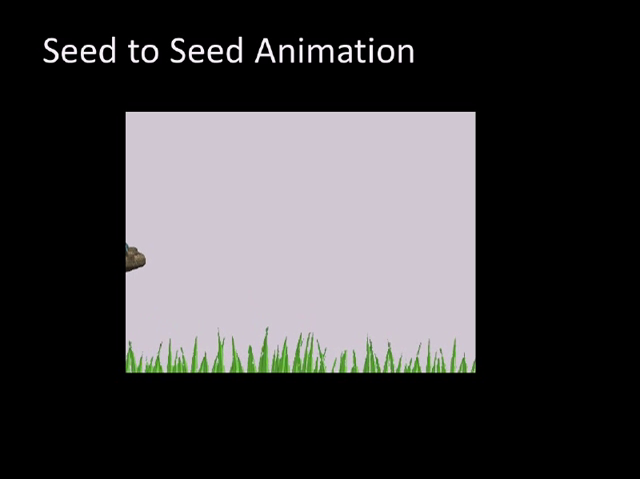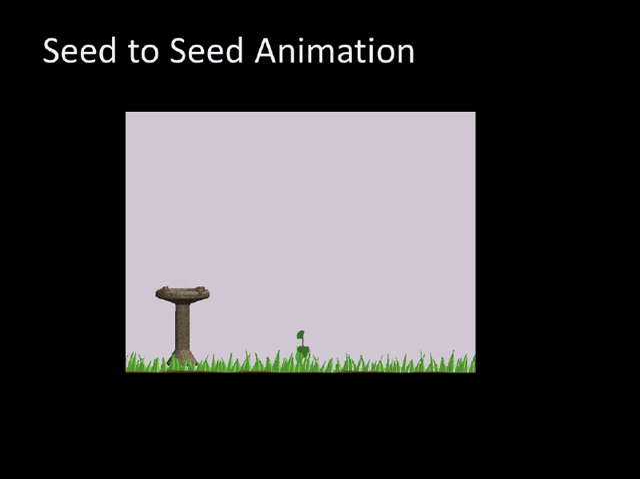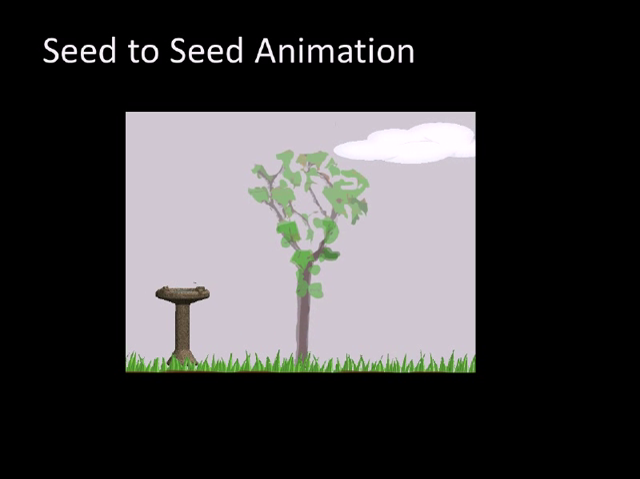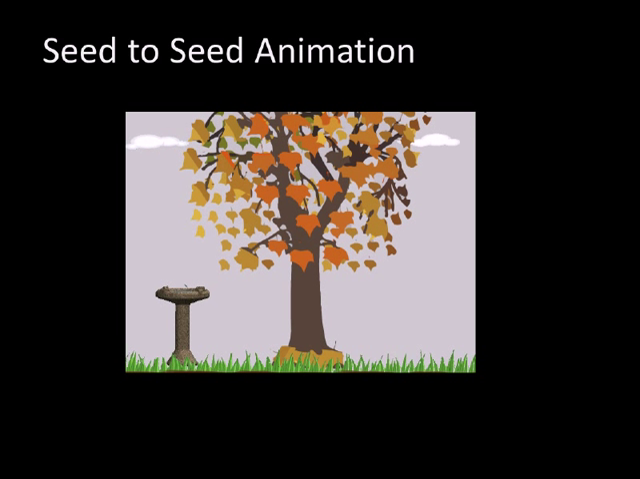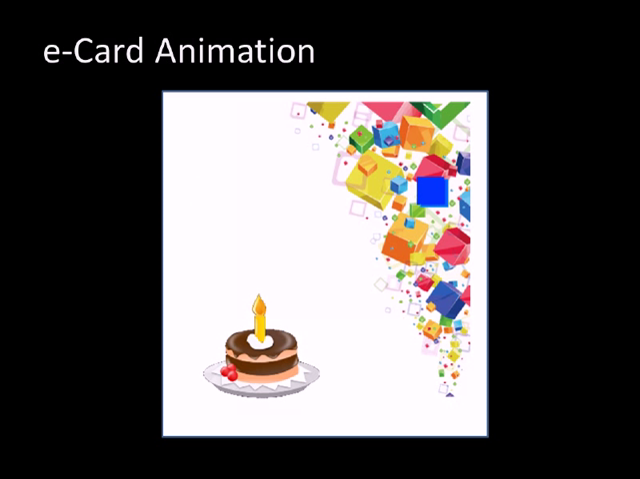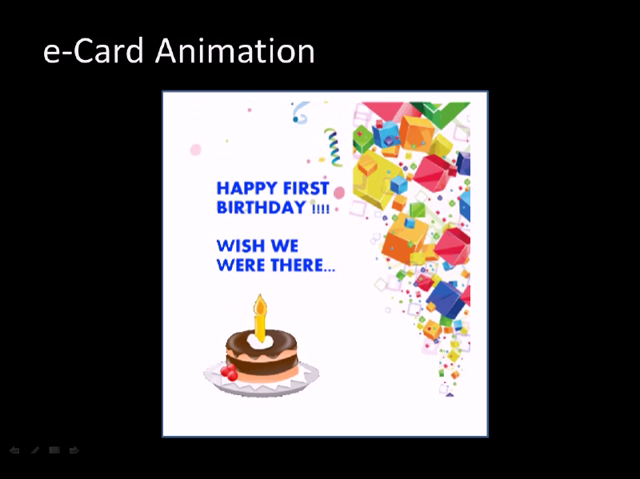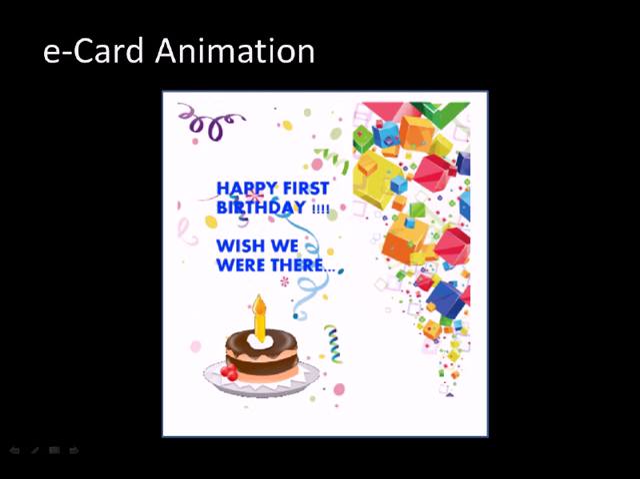Here's my seed-to-seed animation. The student can choose to do any kind of variation on this. This is a maple tree and its growth cycle with a number of animated elements here. My simple animation we'll use in a future video. This is the last animation, which is the e-card. I chose to do a simple birthday greeting card.